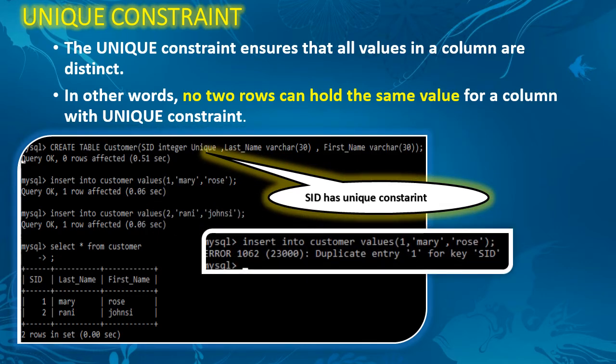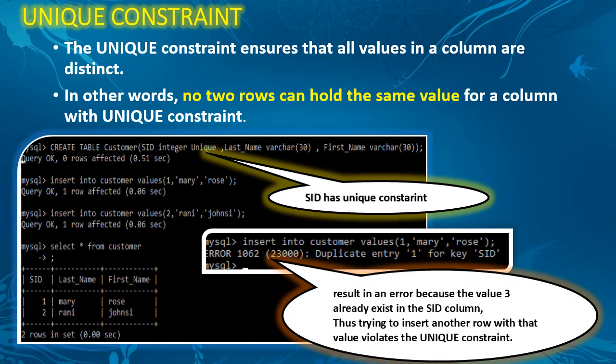And next I am going to insert a third record, but I am giving the same already existing key value. SID key value is 1 that I have given. So it throws an error. It is a duplicate entry, because the unique constraint does not accept duplicate values.